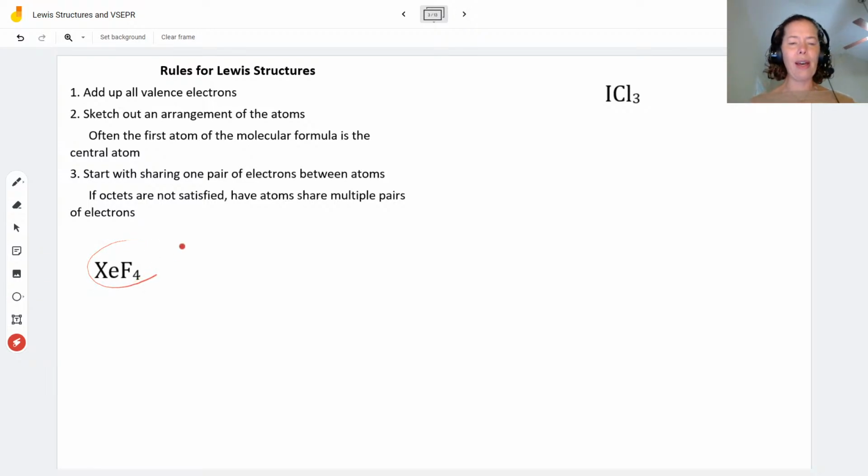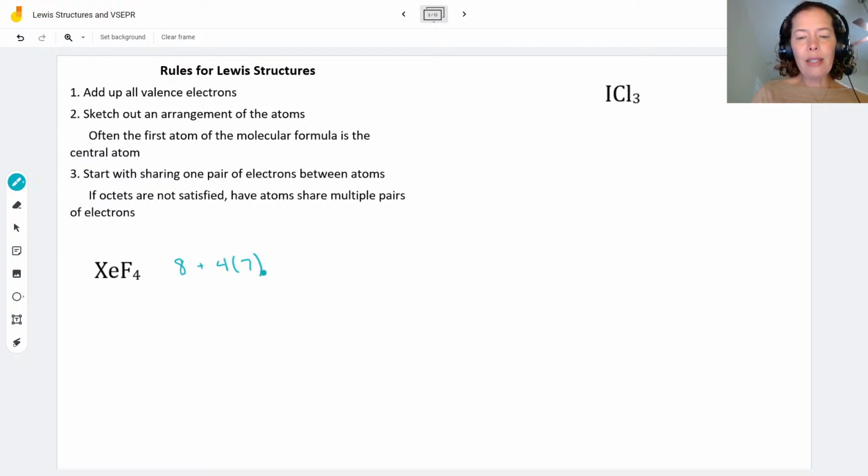Let's start with our xenon tetrafluoride, or XeF4. Again, I'm still following my 1, 2, 3 rules for Lewis structures. I am going to add up the valence electrons. Xenon has 8 valence electrons. Yes, it's a noble gas. It does do some bonding. And then I have 4 fluorines. So this is going to be 36 valence electrons total that I have to work with. All right, so that is step 1 done.